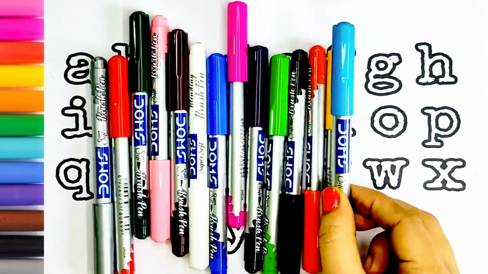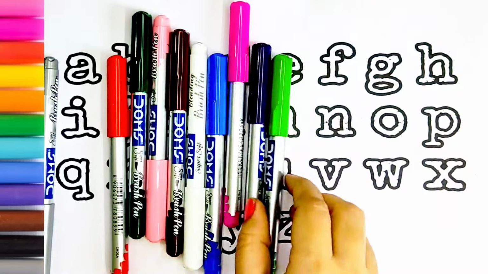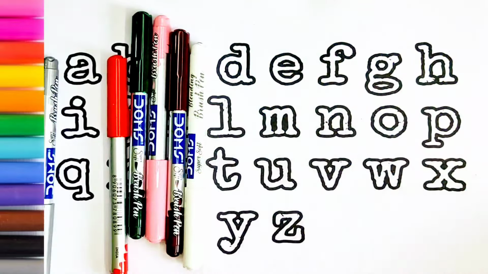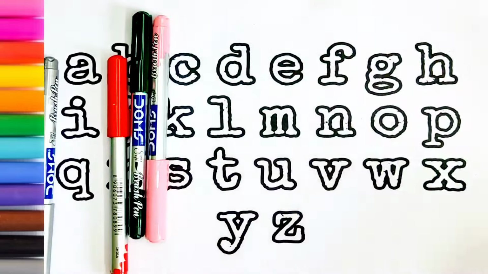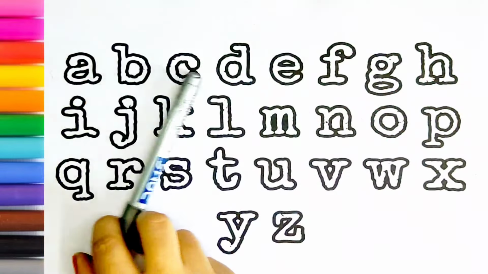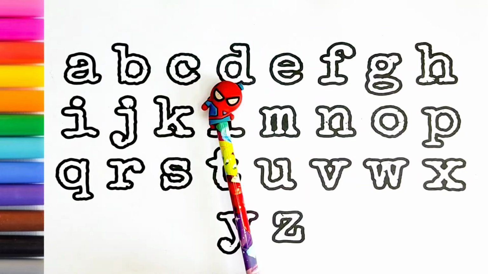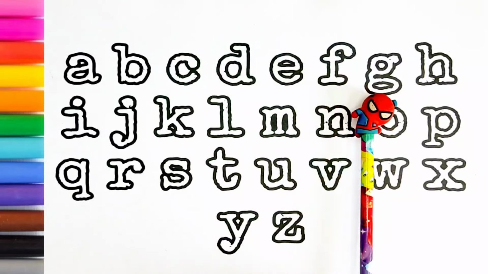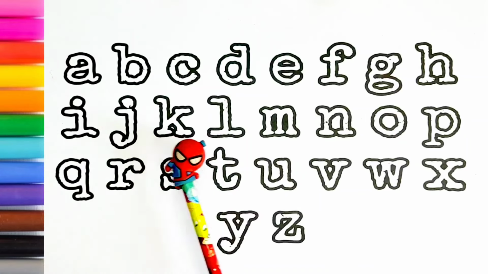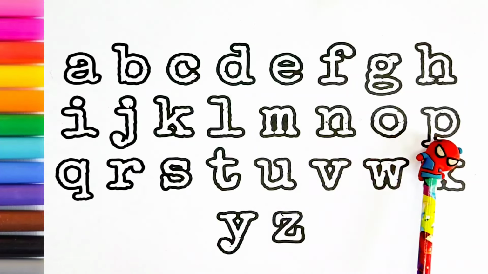So let's start. Sky blue color, yellow color, orange color, black color, light green color, purple color, pink color, blue color, white color, brown color, peach pink color, dark green color, red color, grey color.